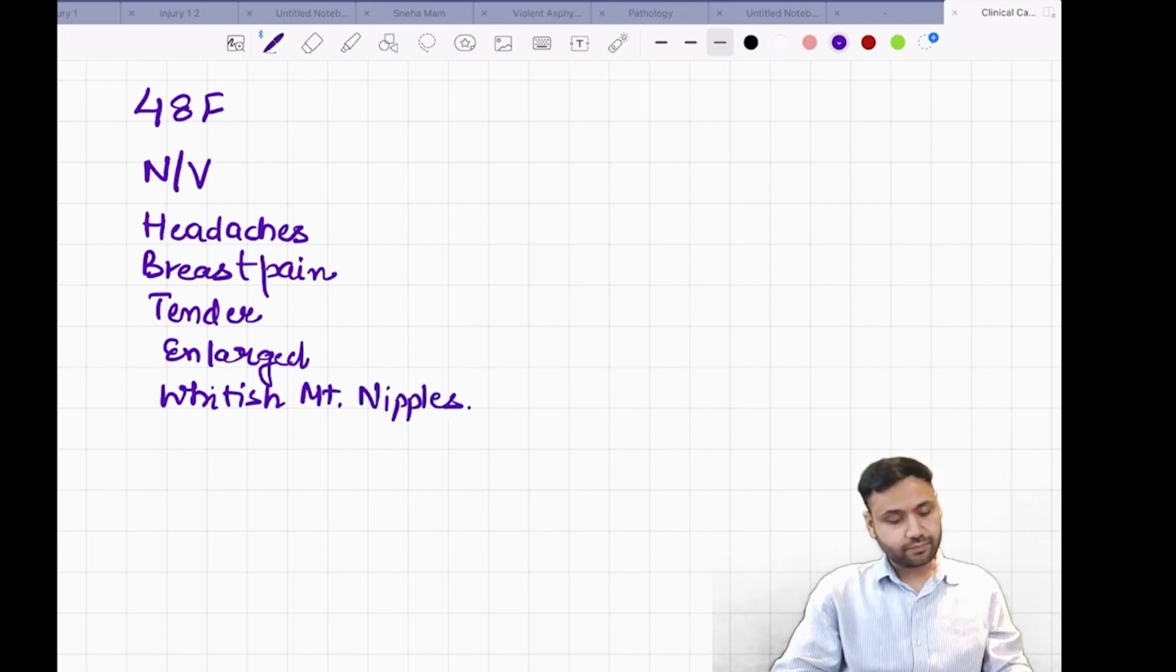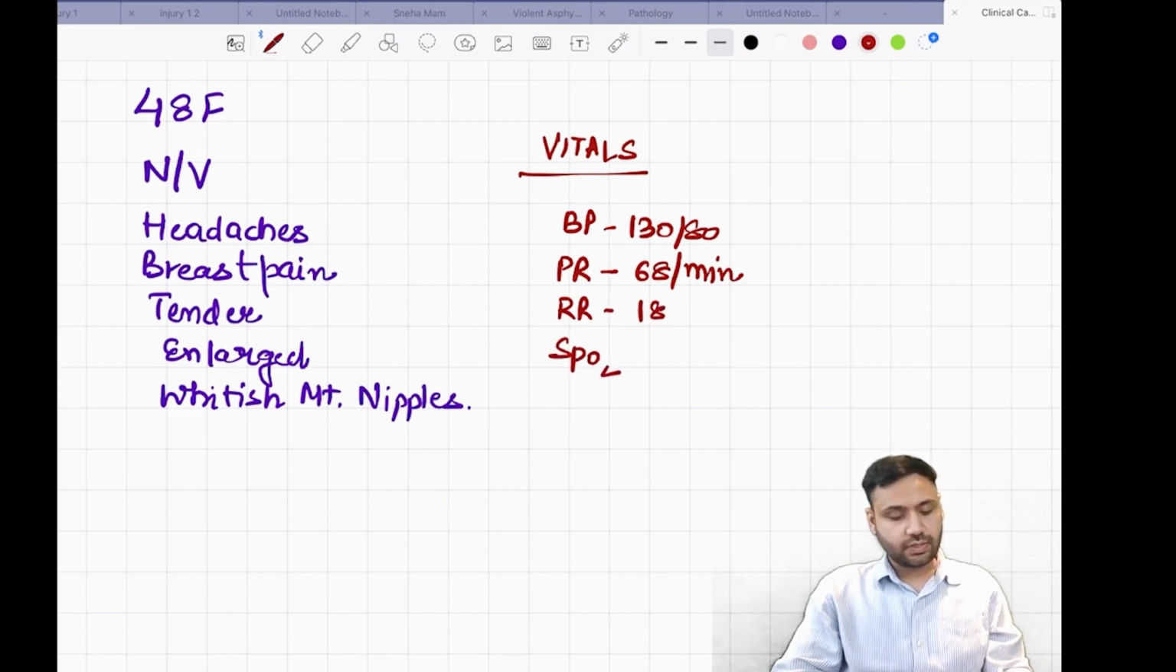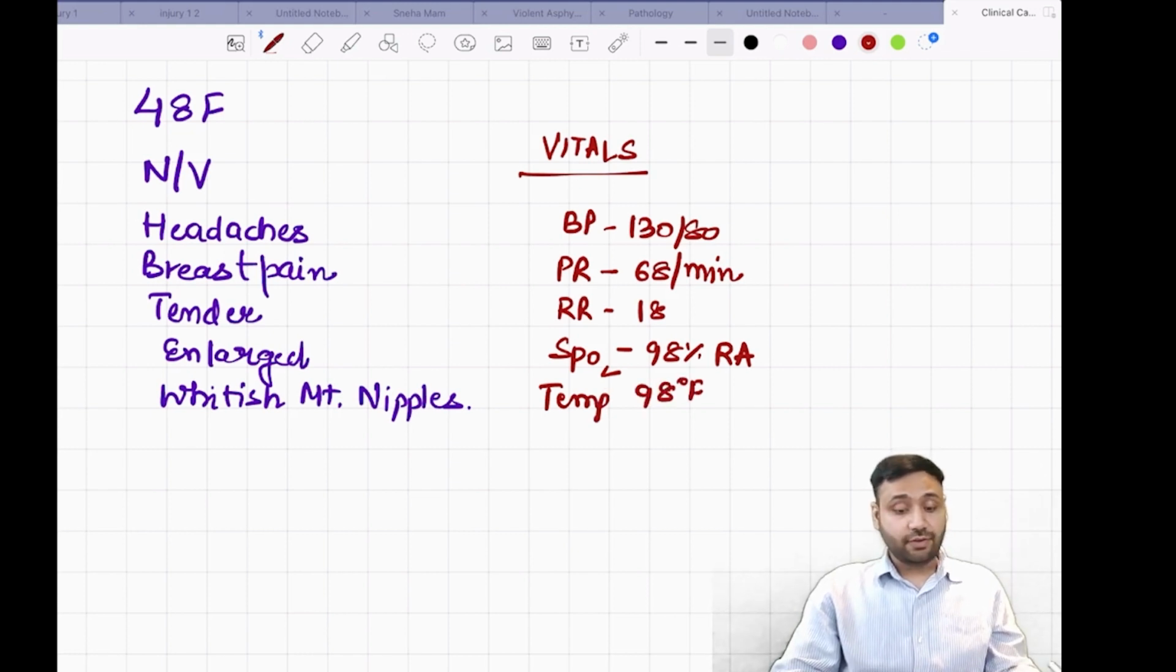And then for her vitals, the blood pressure was 130 by 80. The pulse rate was 68. The respiratory rate was 18. The saturation was 98% on room air. The temperature was 98 Fahrenheit. And for her labs, she had hyponatremia.